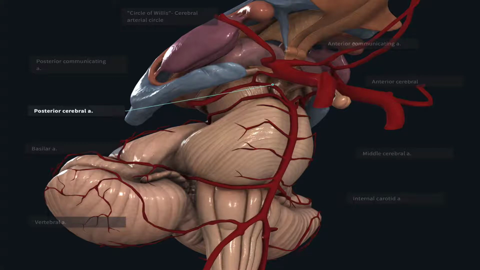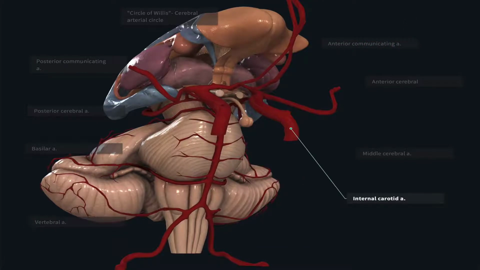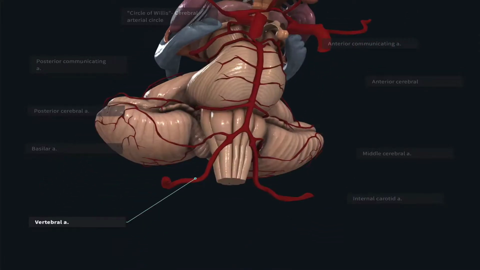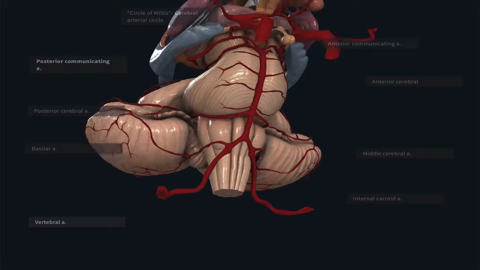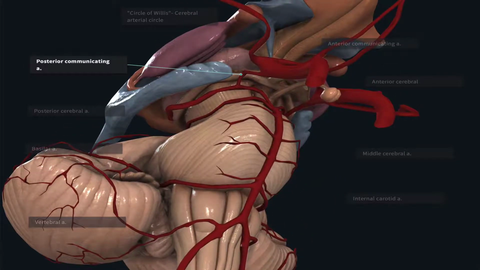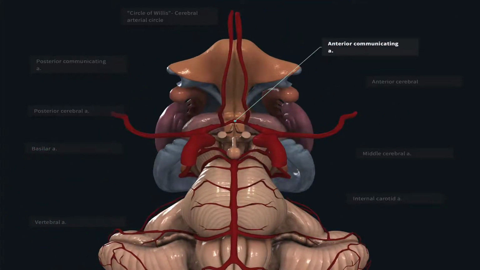Now, the communication between the anterior blood supply from the internal carotid artery and the posterior blood supply from the vertebral arteries is through the small posterior communicating artery. So we can see that the posterior cerebral artery will now be connected to the internal carotid artery near the junction or splitting point of the middle and anterior cerebral arteries. So the posterior communicating and anterior communicating arteries are the key vessels to make this loop function.